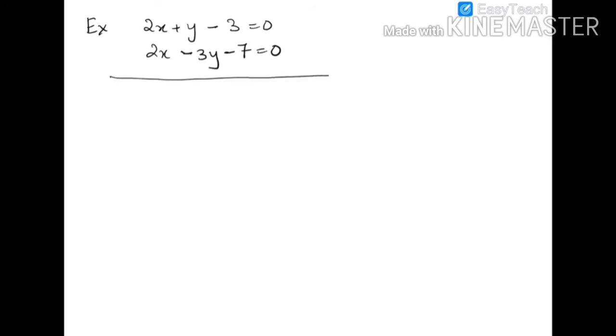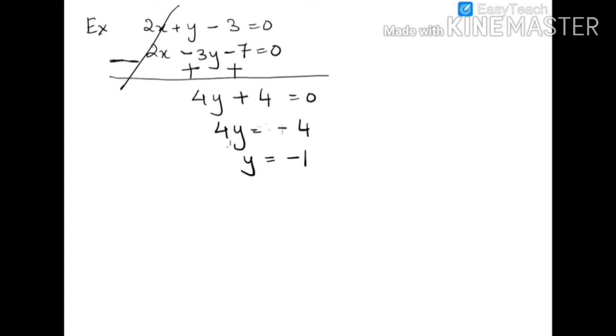Let's understand this by taking an example. The first step is to make the coefficient of any one variable same. And we already have the coefficient of x same. So what we have to do now is subtract the two equations. So when we subtract, the sign of every term of the second equation will change. So we get here 4y plus 4 equal to 0. So 4y is equal to minus 4. So y is equal to minus 1.